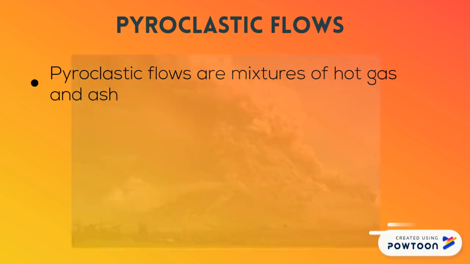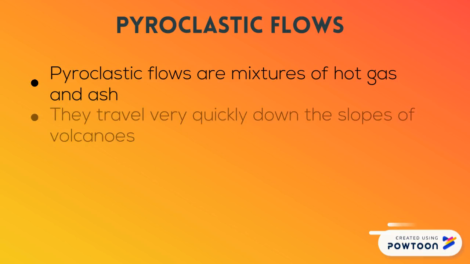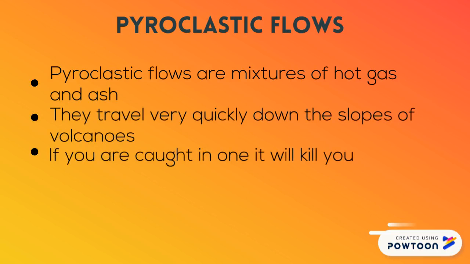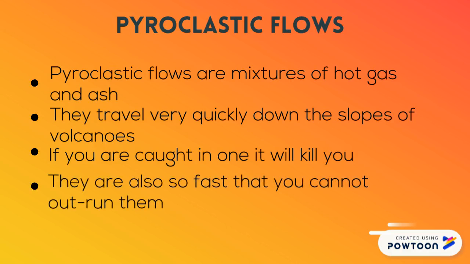Pyroclastic flows are a mixture of hot gas and ash, and they travel very quickly down the slopes of volcanoes. They are so hot and choking that if you're caught in one, it'll kill you. They are also so fast, with a speed of 100 to 200 kilometers per hour, that you cannot outrun them.